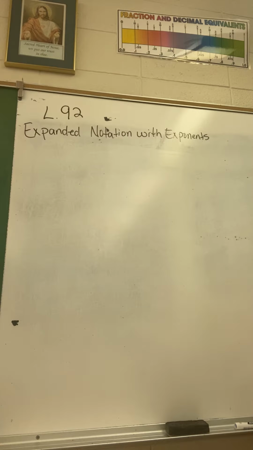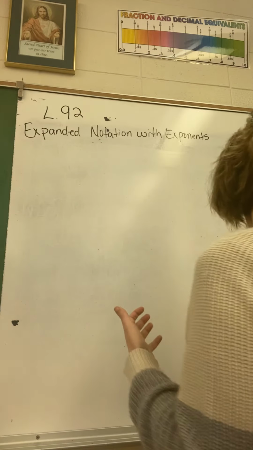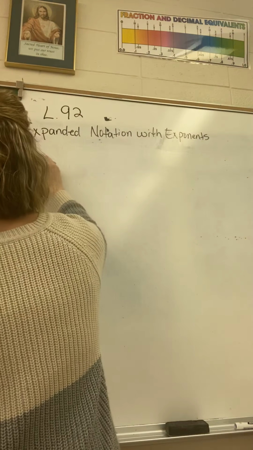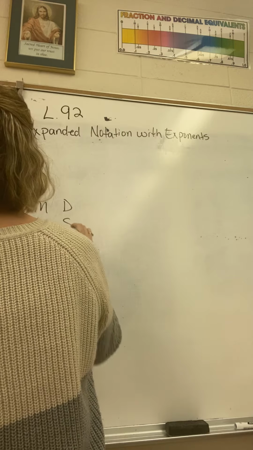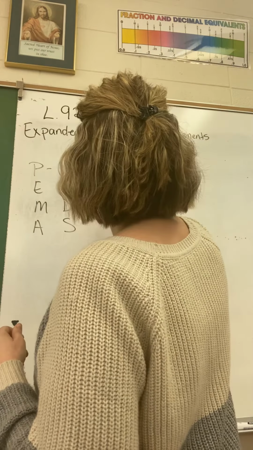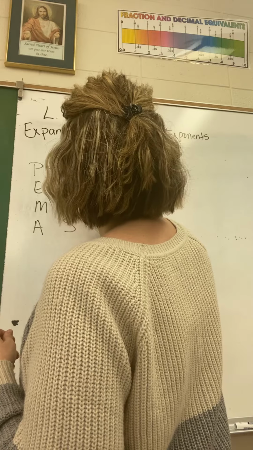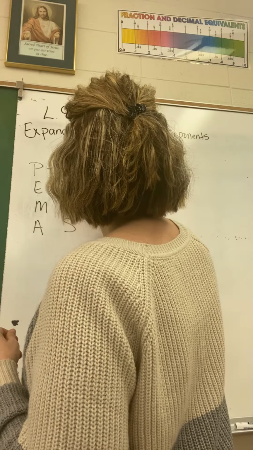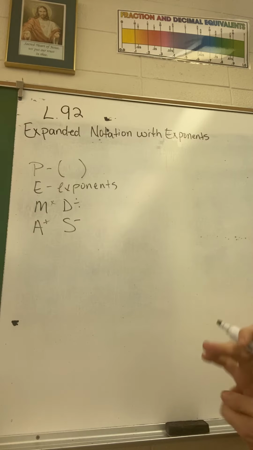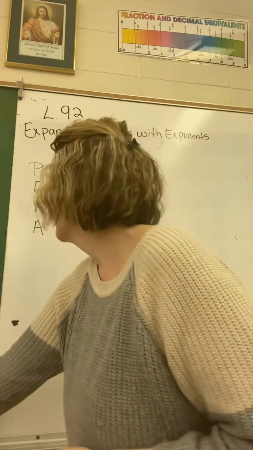It's please excuse my dear Aunt Sally. So it goes P, E, M, D, A, S. Parentheses. Exponents, multiply, divide, add, subtract. This is going to be your order. So parentheses, exponents, multiply, divide, add, subtract. We just added one more step in. So I'm going to get rid of this too, and I'm going to show you what I mean.